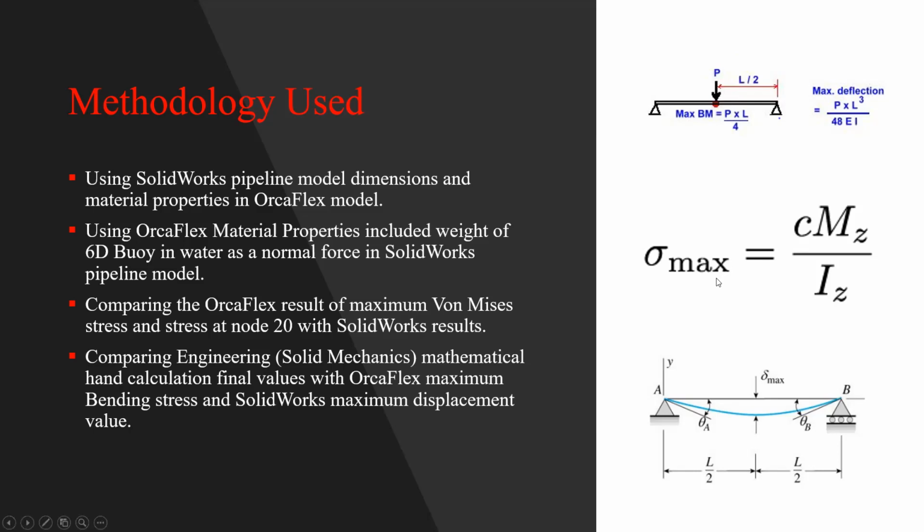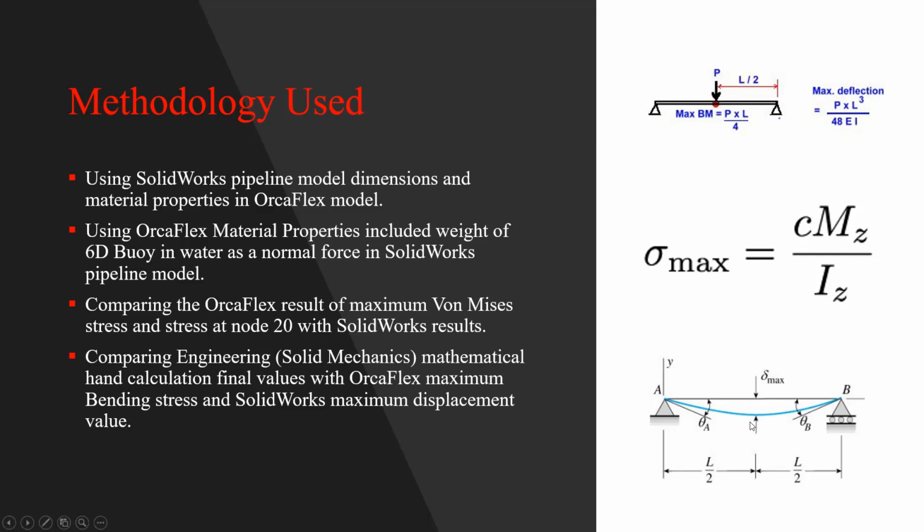This equation is the equation of the maximum bending stress, which is equal to M times c divided by I. c is the distance between where the normal force is applied and the origin point. M is the bending moment, divided by I. I is the moment of inertia. The moment of inertia of each shape based on the geometry is different from other geometry shapes.